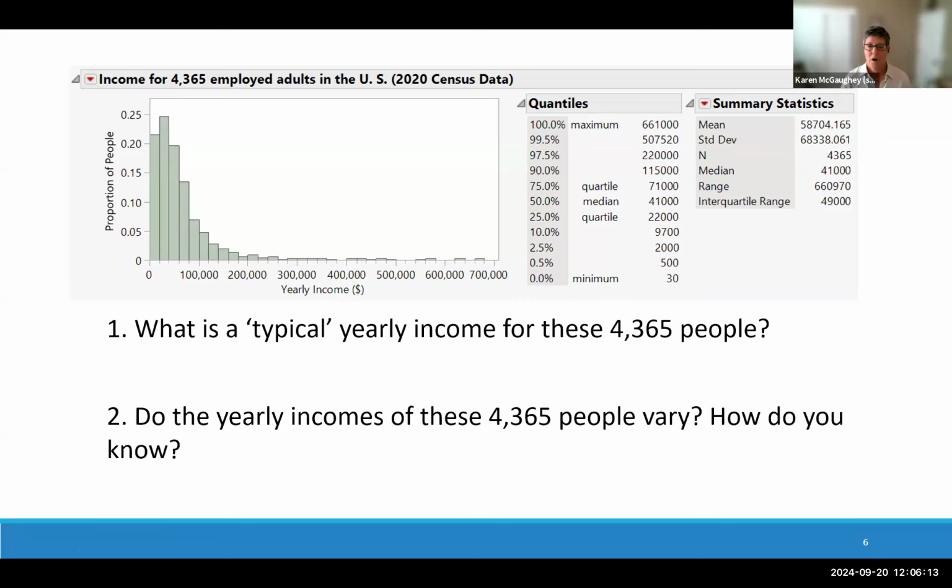And then where I really want to get to quickly is this question: do the yearly incomes of these 4,365 people vary? And so looking for students to be nodding their heads and then asking how we know, right? And so if they've not been introduced to the IQR or the standard deviation yet, an answer which just says, well, when I look at the graph, the salaries look different, right? But students who have seen standard deviation and IQR might go ahead and cite those statistics.